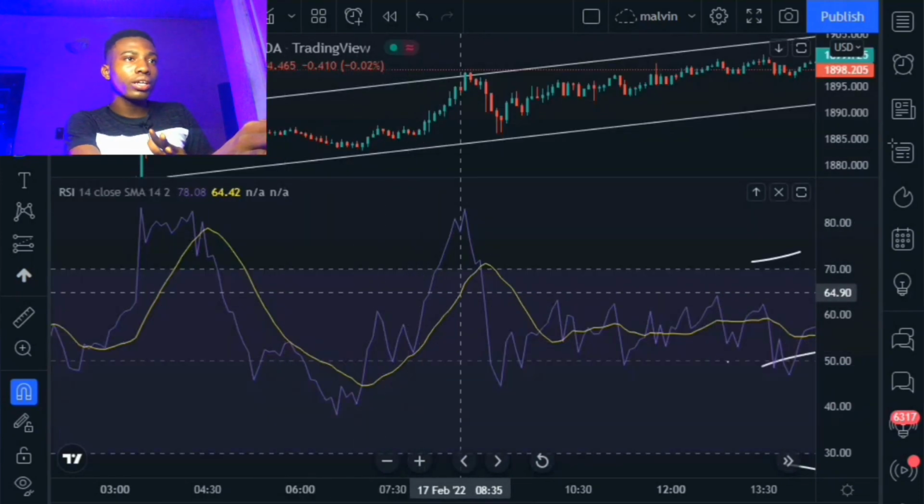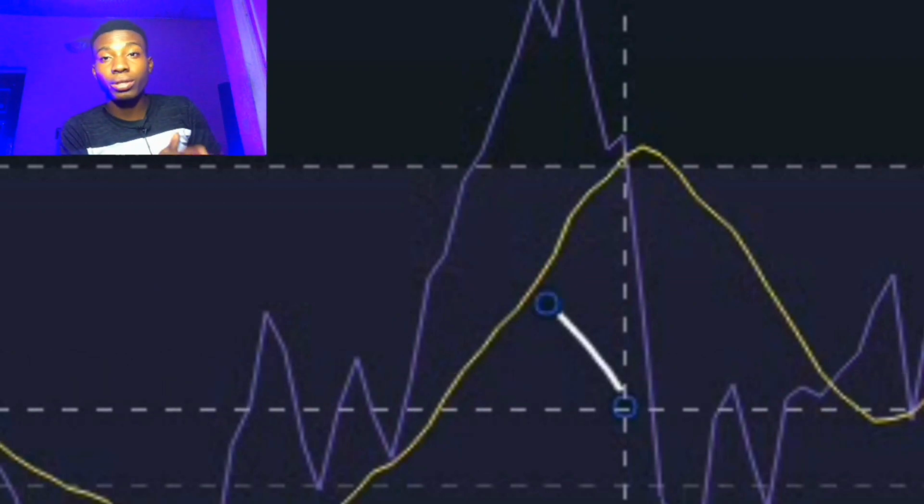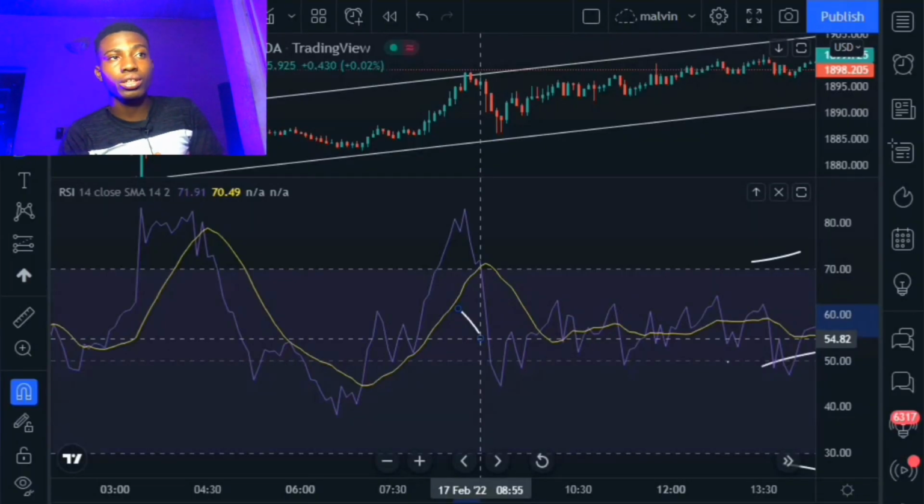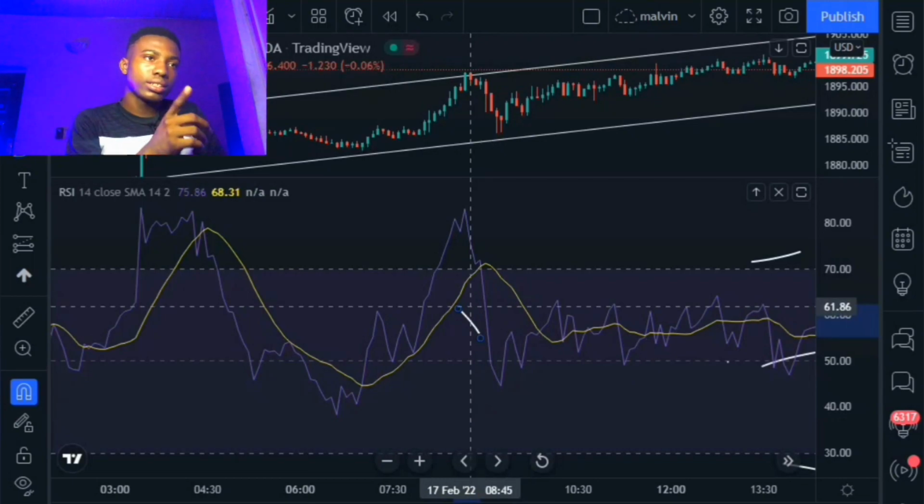So you could see right here is this yellow line on the relative strength index, and this is what we call the moving average. It is the 14 moving average.